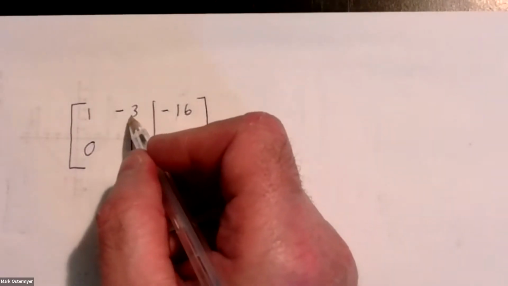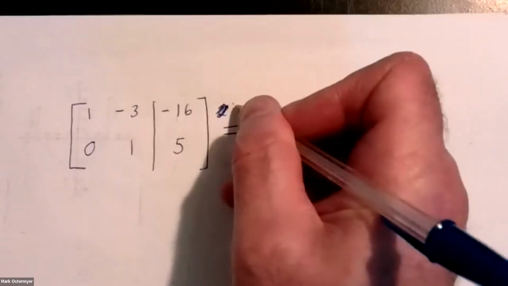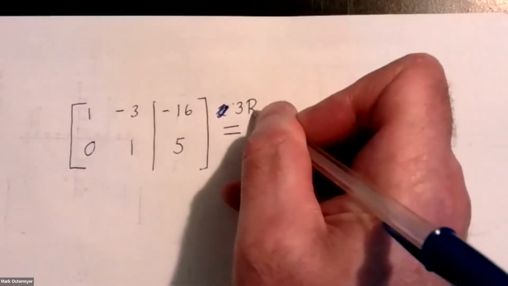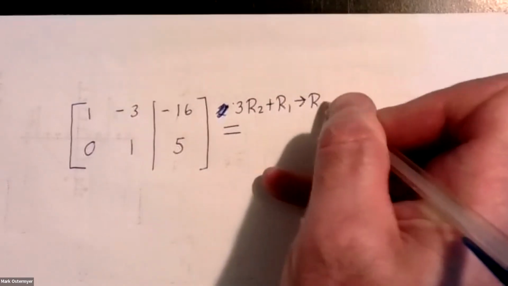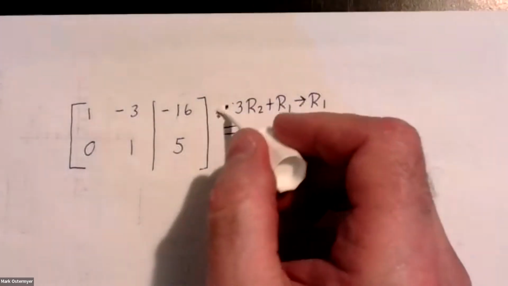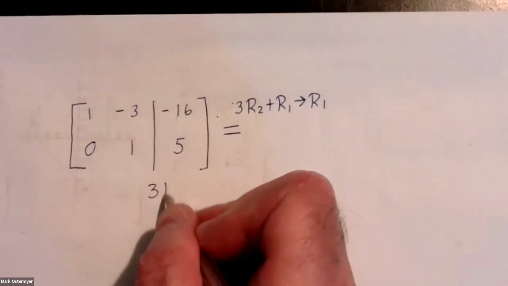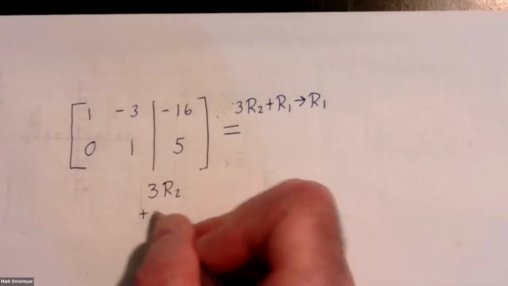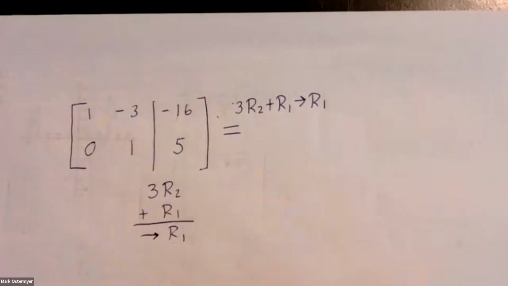And to do that, all I got to do is to make this 0, which means I'm going to multiply row 2. Wait a minute. I got to multiply row 2 by 3, add that to row 1 to produce a new row 1. That's what we need to do. That's a valid elementary row operation. So 3 times row 2's entries added to the corresponding row 1 entry to form a new row 1.